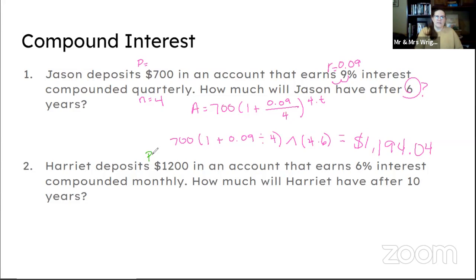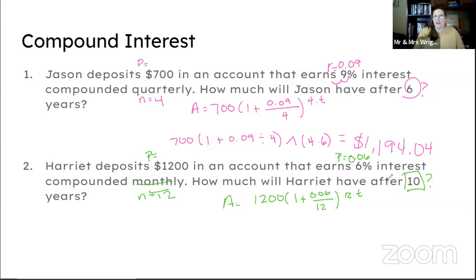Harriet deposits $1,200 in an account that earns 6% interest. So R is going to be 0.06. And it's compounded monthly. So N equals 12. How much will Harriet have after 10 years? Okay. A equals 1,200 times (1 plus 0.06 divided by 12) to the 12 times T.